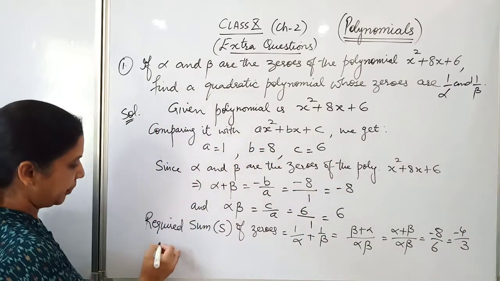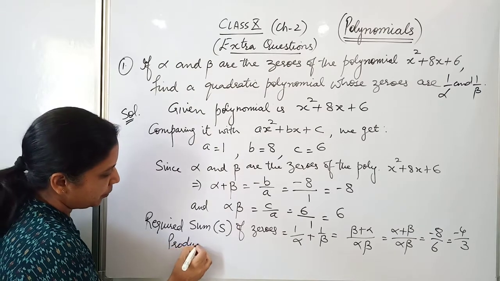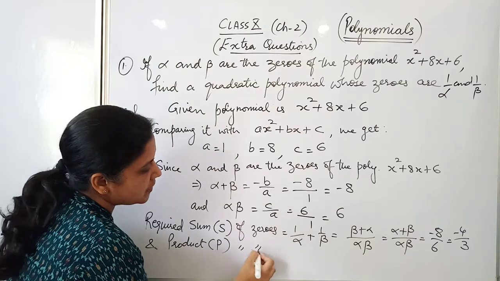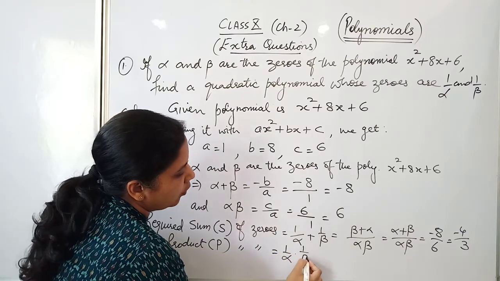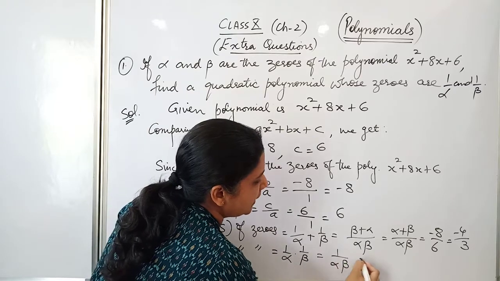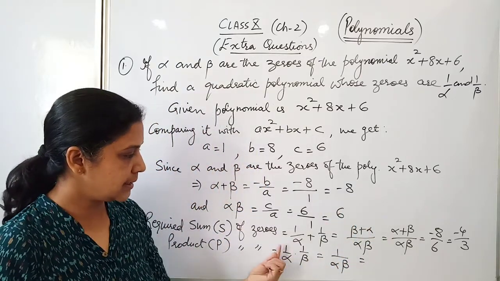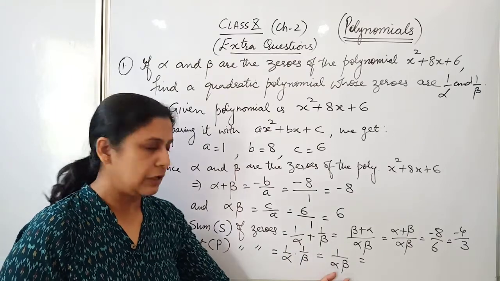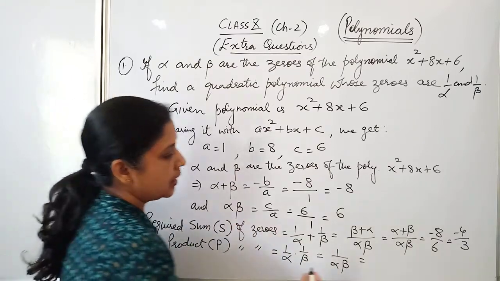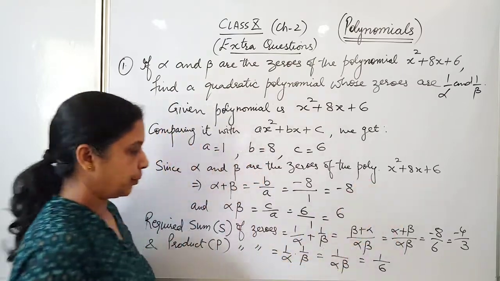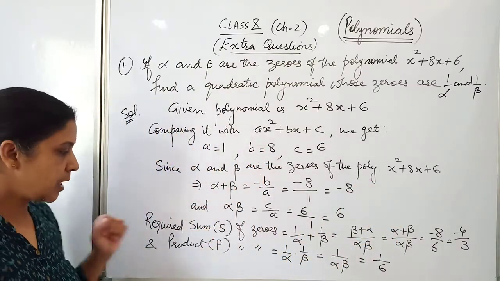And product which I will be denoting as P of zeros is equal to 1 by alpha into 1 by beta, can be written as 1 by alpha into beta, because you can see numerators get multiplied. 1 into 1 is 1, denominators are alpha into beta, so alpha beta. That is 1 upon alpha into beta has the value 6. Now this is the sum S, this is the product P.